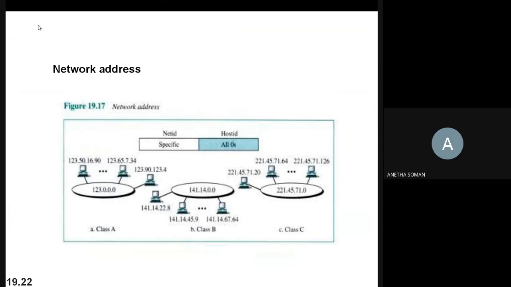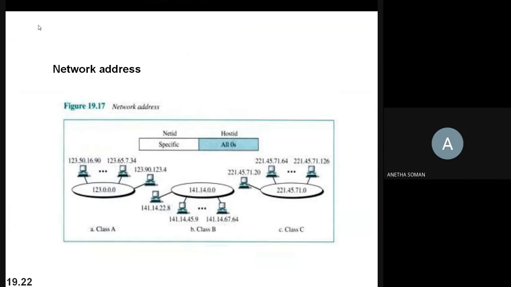Now, how will you identify the network address? I have told you network address is nothing but the first address of each block. In the class A example, it is shown as 123.0.0.0. Okay, so that is usually used as the network address, and the remaining addresses will be meant for the hosts. Similarly, in class B, with the first 2 bytes and the host ID being zeros, you will have the network address and the remaining hosts will be connected.